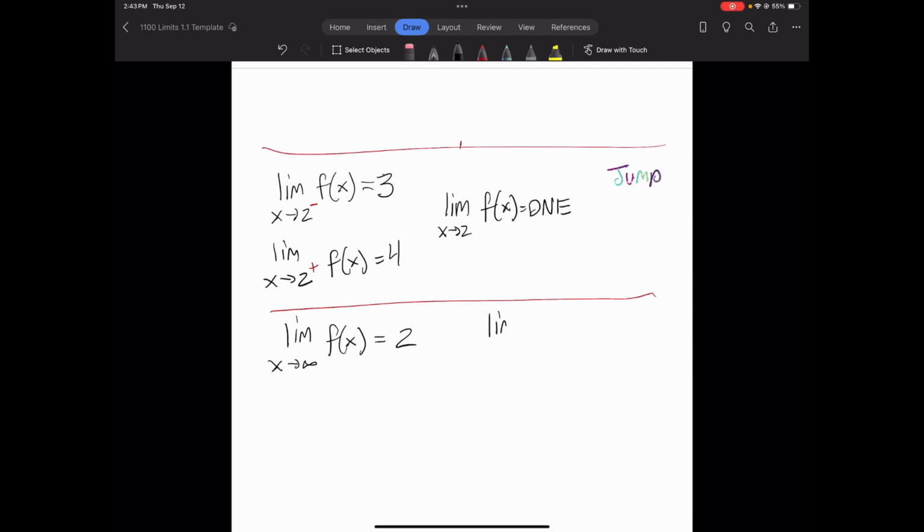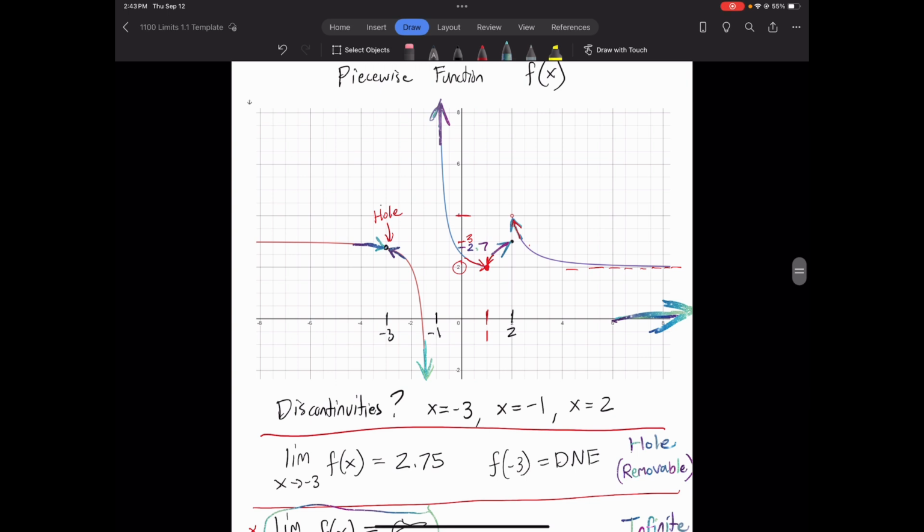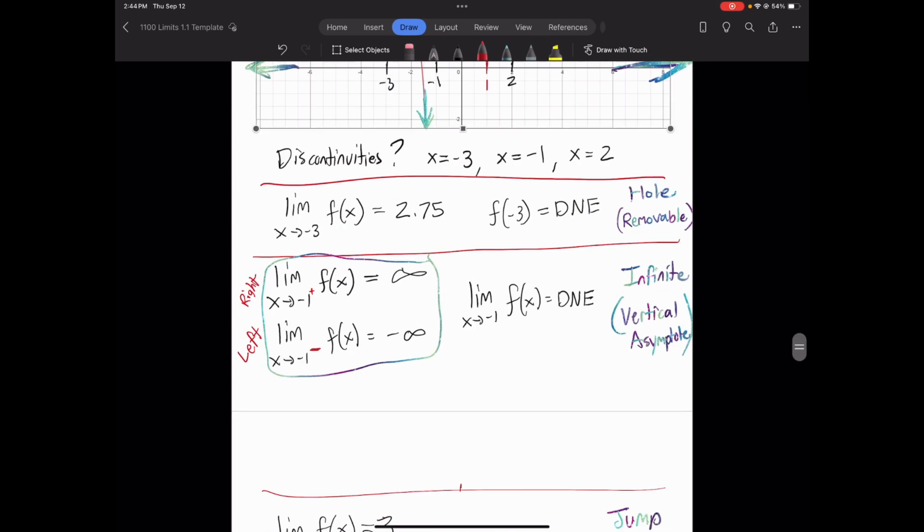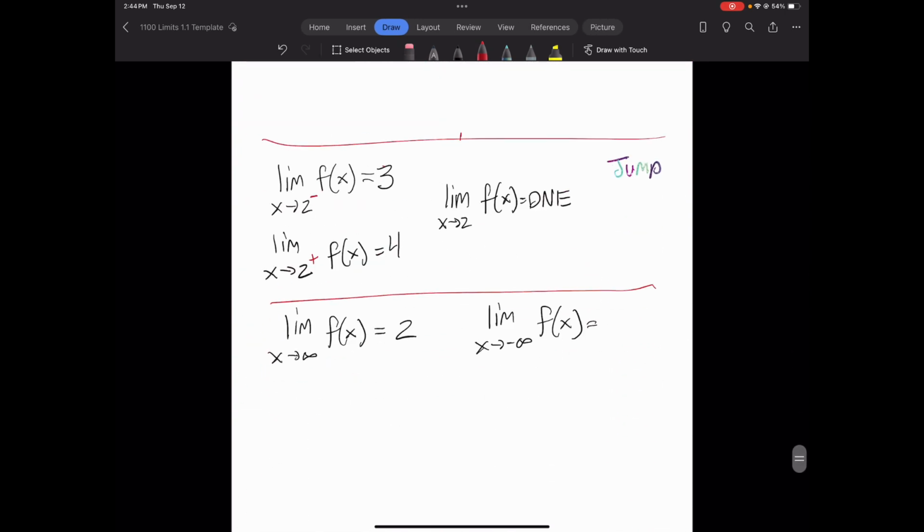Well, let's go the other direction. What's the limit as x approaches negative infinity? It's looking this way. What's happening as my x values get infinitely negative? We can see that my graph approaches this value, 3. So in this case, my function also approaches a finite value as I go to the left direction. Okay? So this is my end behavior.